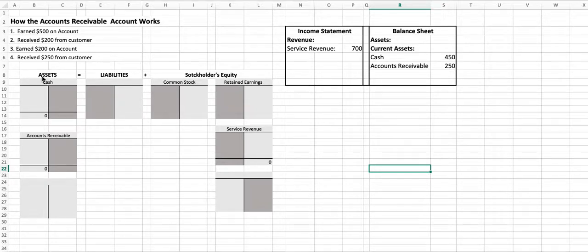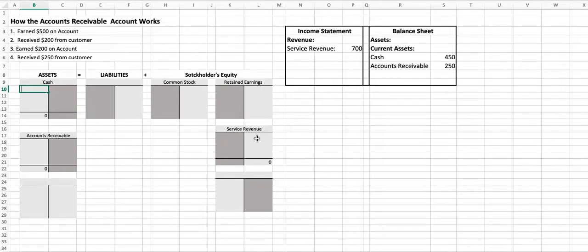You see here that I have the accounting equation listed. Assets equal liabilities plus owner's equity. We're going to use a few of these accounts for our example. The two asset accounts that we're going to use are cash and accounts receivable. And because they're assets, they have a normal debit balance, which means increases will happen on the left side.